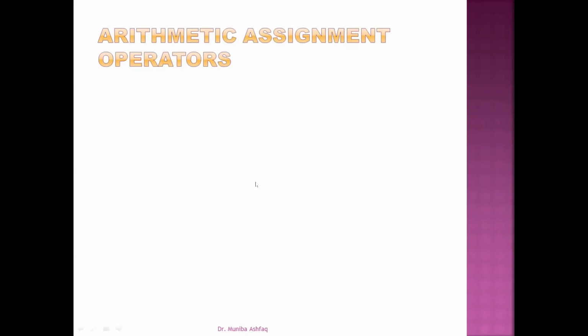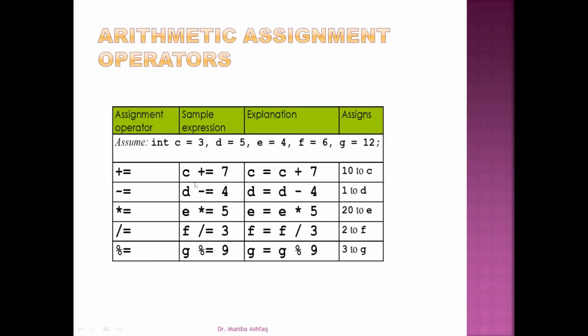Arithmetic assignment operators. In this table, we have summarized the operators, and here we have assigned some values to the variables used. That is, we have assigned 3 to c, 5 to d, 4 to e, 6 to f, and 12 to g. And then we actually evaluated these expressions to get the result at the end.